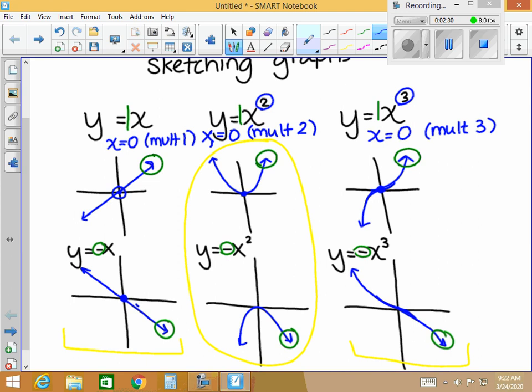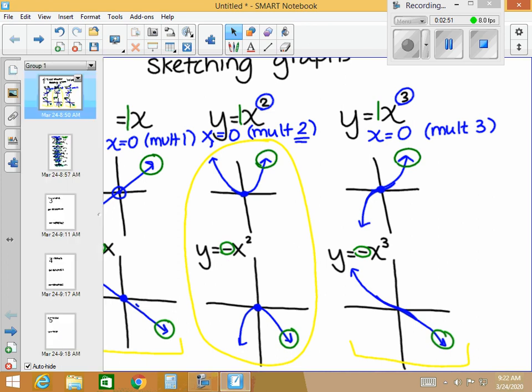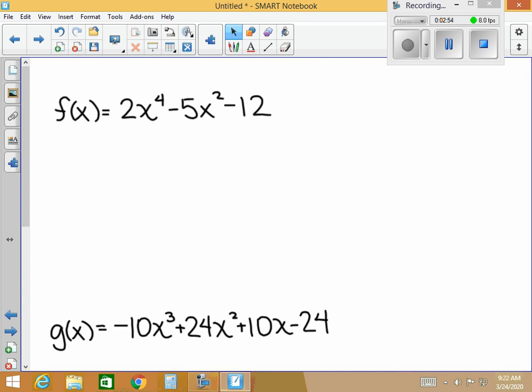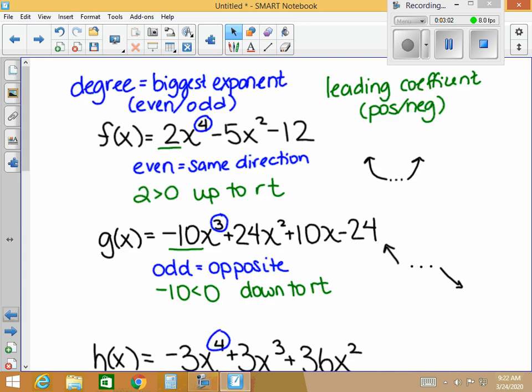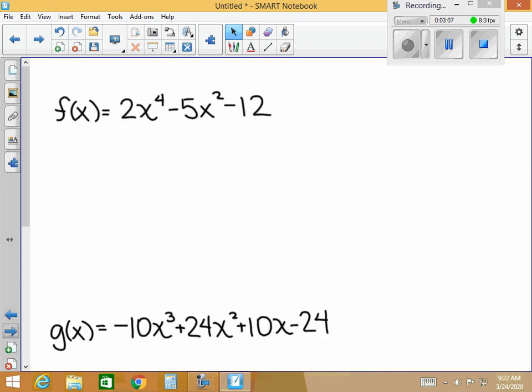If our multiplicity is 2 or any other even number, then when we hit that 0, it's going to turn around and bounce right back the same direction it came from. So down here on the bottom, it came from below, it bounced back down below. Up here we started from above and we bounced right back up above. If we're curious what happens to a polynomial like our f of x that we had, we know from the page before what the ends do, that they both go in the same direction and they both go up, but I don't know what happens in the middle.